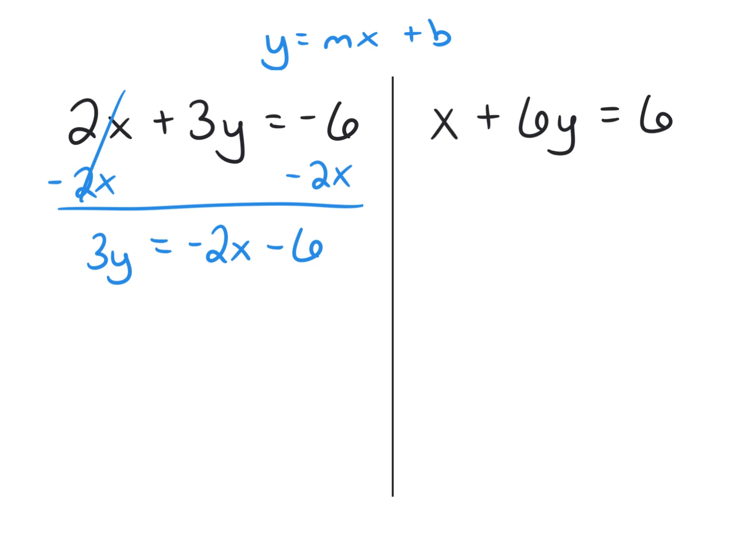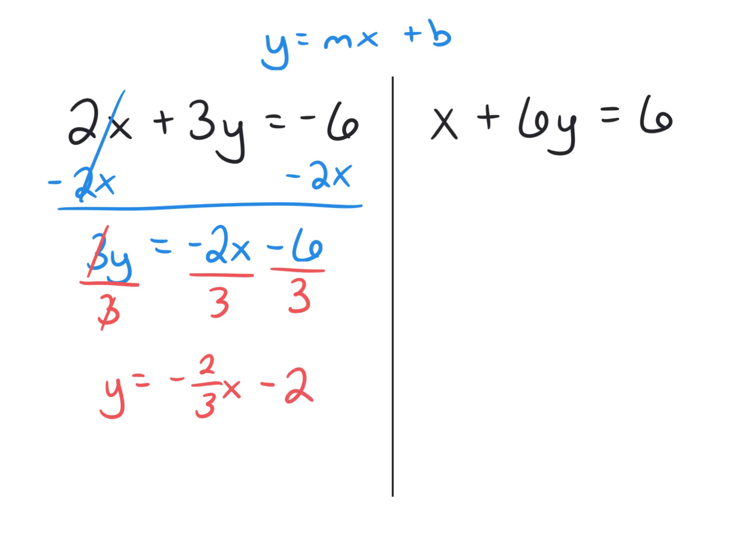Is y by itself yet? No. Yep, divide by 3. Do I just divide the negative 6 by 3 or do I divide everything? Yep, everything. I like to think of them separately, so I'm dividing every term by 3. What happens is we're now left with y is by itself. Does this come out even? No. I'm going to keep that as negative 2/3 x. What is negative 6 divided by 3? Negative 2.